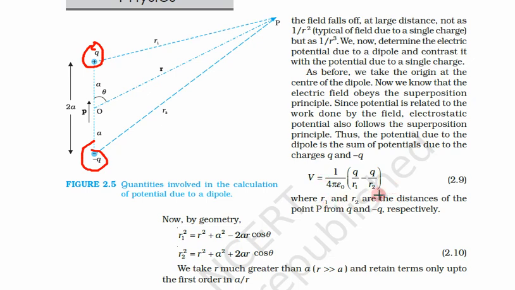Now r1 and r2 are the distances of the point P from these charges. Here we can see r1 is the distance of point P from the positive charge and r2 is the distance of point P from the negative charge. Now from geometry, r1 square is equal to r square plus a square minus 2ar cos theta, and r2 square is equal to r square plus a square plus 2ar cos theta. How has this come about? Let us see.